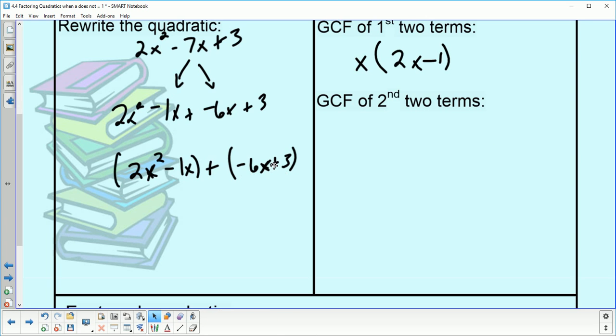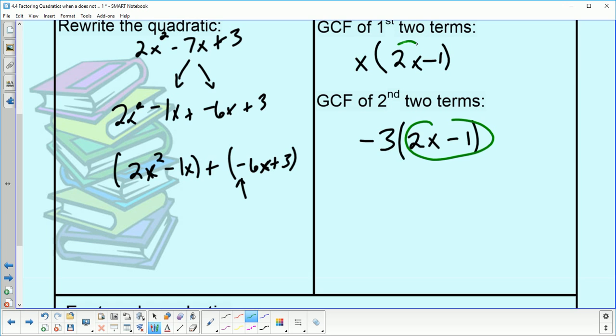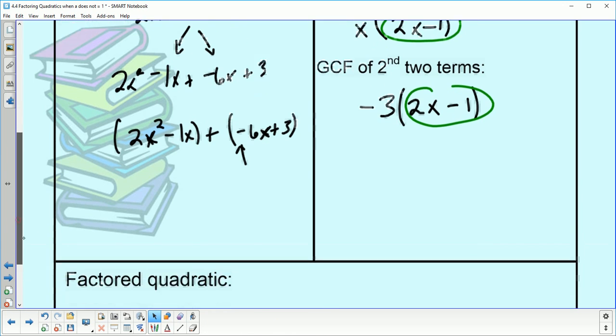And the other one, I can divide them both by 3. Now here's a little hint. Anytime that first one is negative, factor out a negative as well. So I'm actually going to do a greatest common factor of a negative 3. And remember, this means division. So negative 6 divided by negative 3 is going to leave us with 2x, and 3 divided by negative 3 is a negative 1. Okay, here's the other important piece. We need these 2 things to be the same. When they are the same, we are good and we are ready to write our answer.